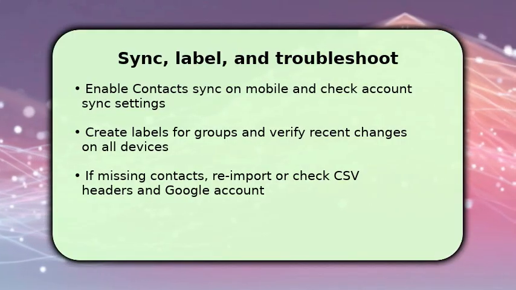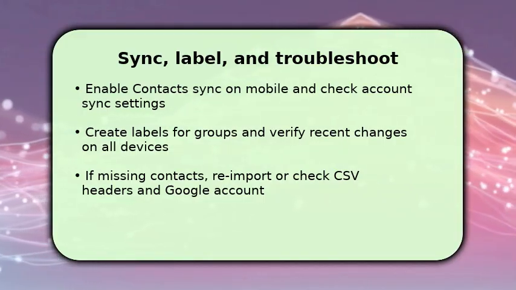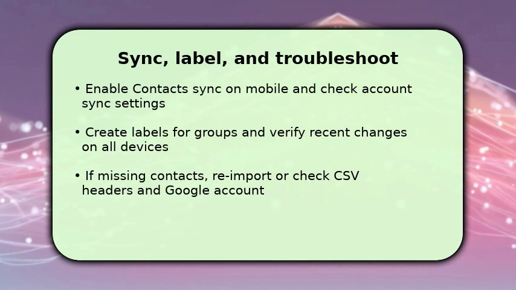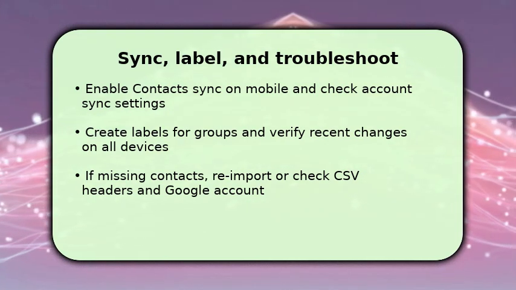If contacts are missing or wrong, re-export the original source, check CSV headers for exact field names, then re-import into a test label. That single troubleshooting action resolves most sync or mapping errors quickly.